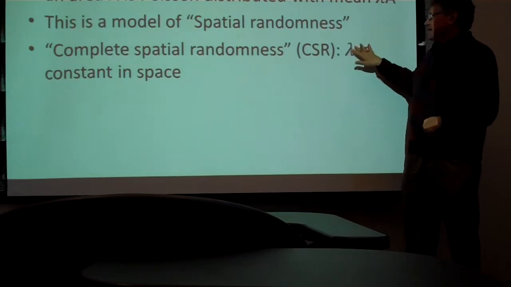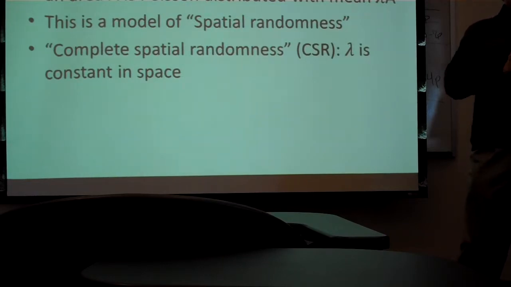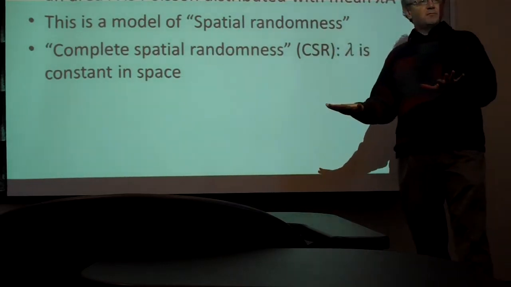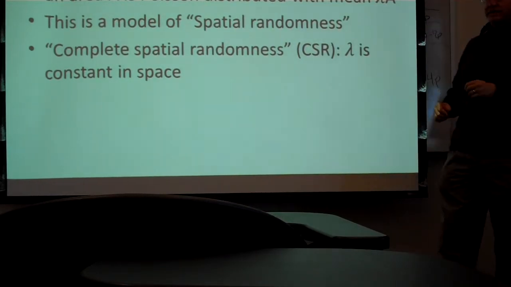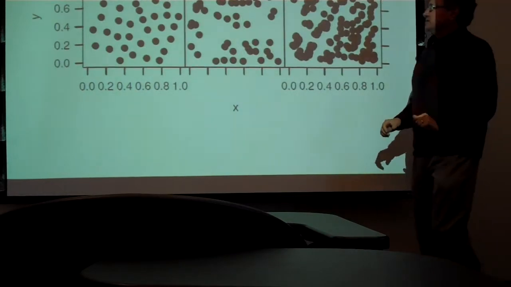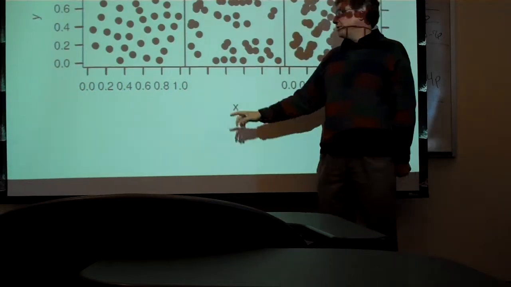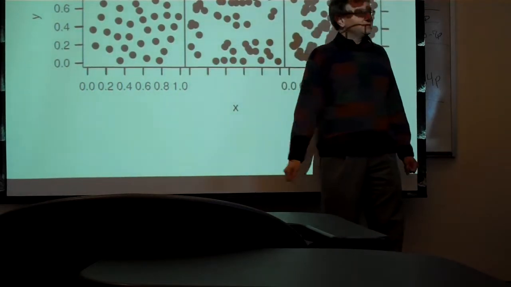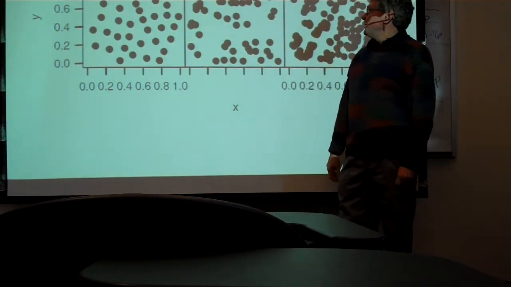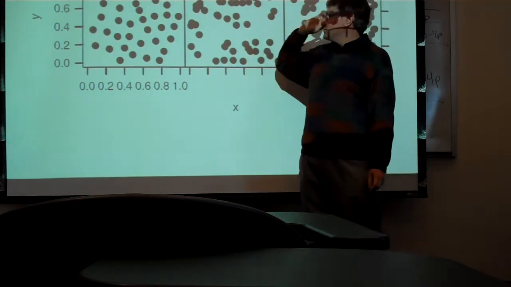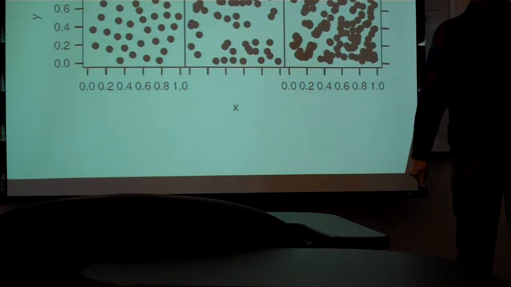And then if lambda is constant in space, then we have what's called complete spatial randomness. That just says that the intensity field is the same everywhere, and we're just putting dots down at random. Equivalently, if for the X and Y coordinates we just drew uniform random numbers between 0 and 1, and put the dots down, that would give us complete spatial randomness. So the first question is, what does complete spatial randomness look like?